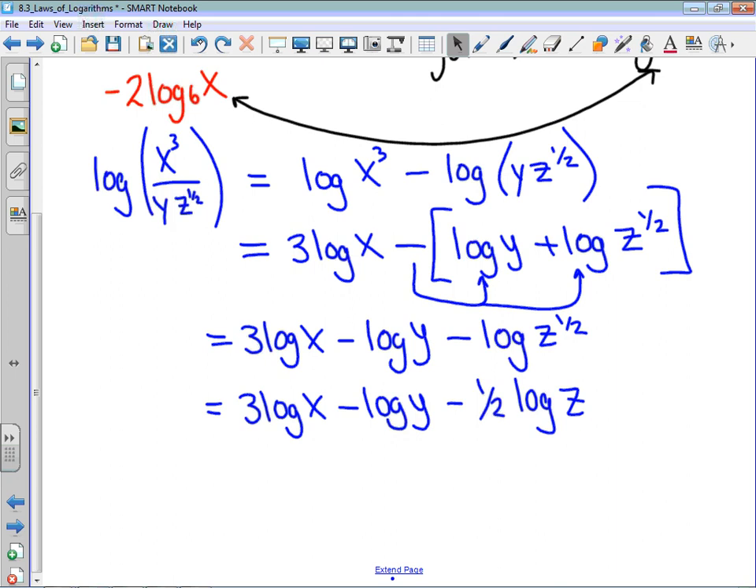Using these techniques and these log laws, I really can't overemphasize how much practice is required. The more you use them, the easier they get.